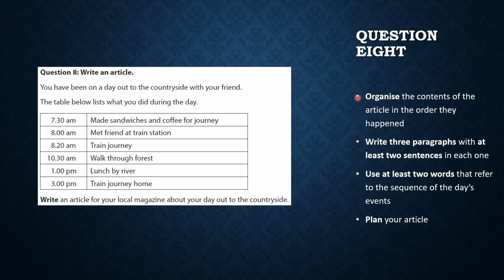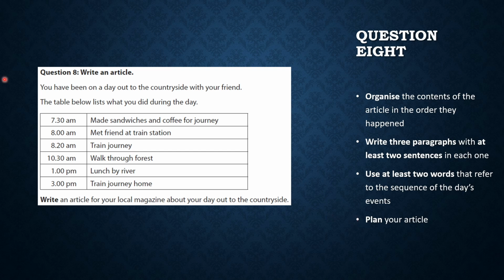The key things we need to remember are to organize the contents of the article in the order they happened, write 3 paragraphs with at least 2 sentences in each, and we must use at least 2 words that refer to the sequence of the day's events. These words include first, after that, next, then, and finally. And we also must plan our article.